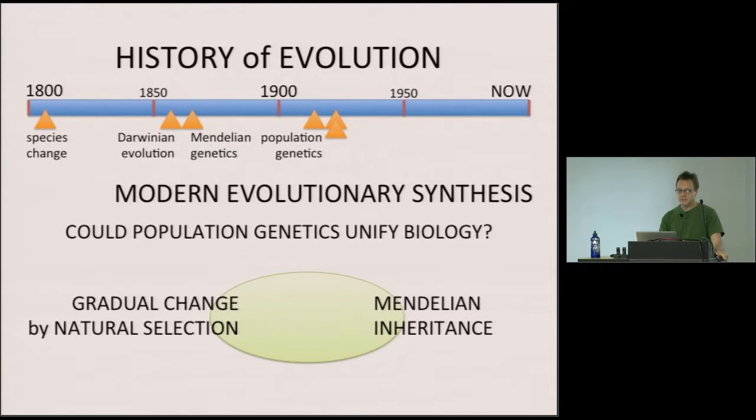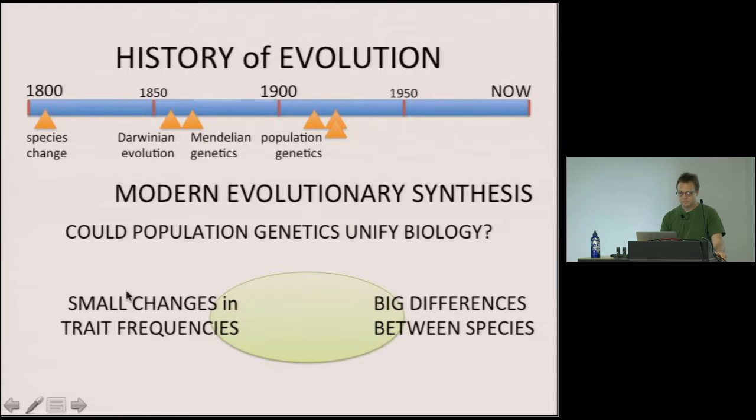And so could we use it to explain both gradual change in traits by natural selection and this sort of discrete, stepwise inheritance that we see from the Mendelian experiments? And could we use this understanding of small changes in trait frequencies to help explain the big differences between species that we see when we look out in the natural world or when we look in the fossil record?